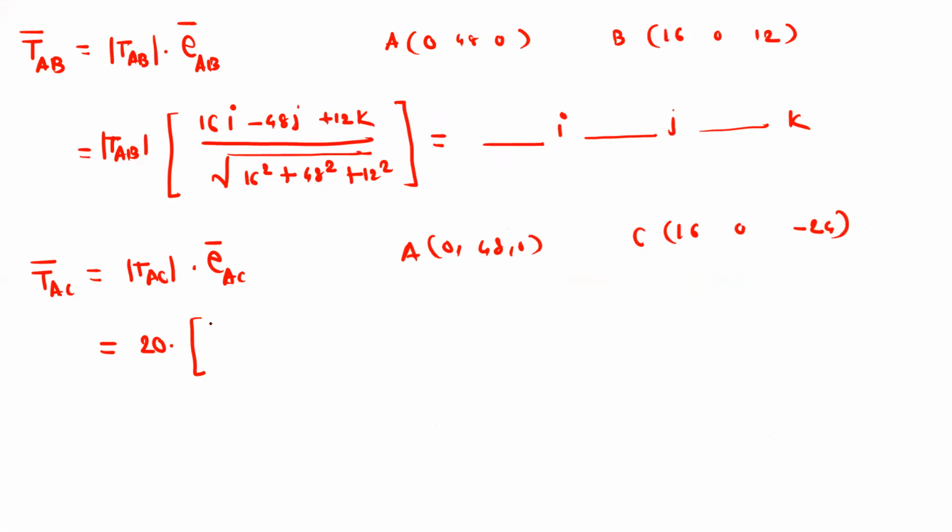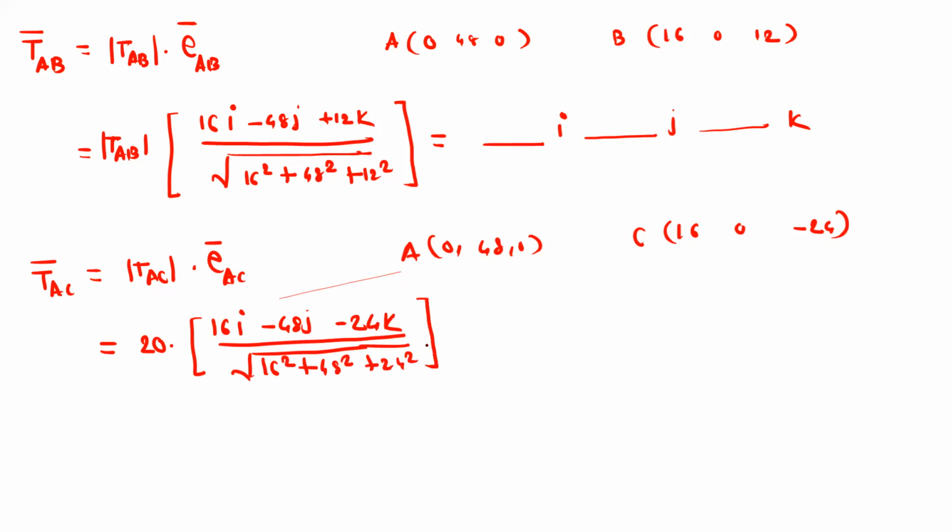So it is 16 minus 0, so 16I, 0 minus 48, so minus 48J, and minus 24 minus 0, so this is minus 24K, divided by the square root of 16 square plus 48 square plus 24 square. Simplify this and get this vector.